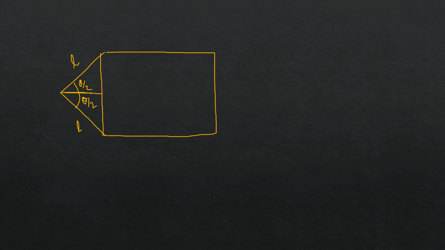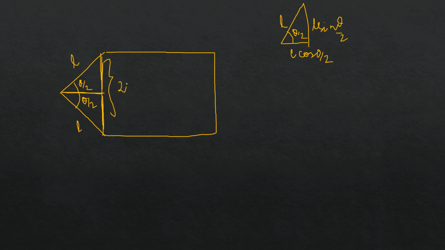So if it is theta by 2, this is L, this is your theta by 2. The horizontal component, this one, will be L cos theta by 2. And this one will be L sin theta by 2. I can consider this one as L sin theta by 2, and this one is also the same, L sin theta by 2. So the whole thing will become 2L sin theta by 2, isn't it?